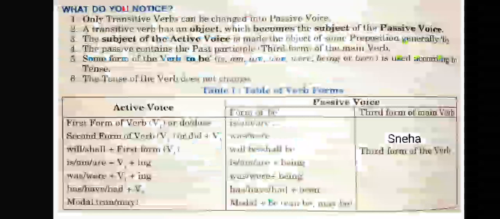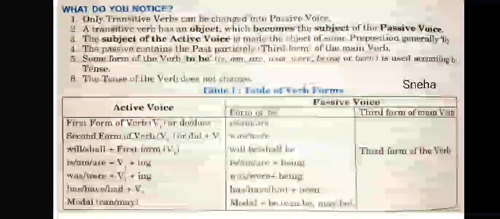So here is a table of verb forms, active voice, passive voice. Here V1, V2 are mentioned, and the forms of the be verbs are also mentioned clearly, showing what we are going to use. So for example, just let me explain it. Active voice, first form of verb V1, or do or does. If it is do or does, what are we going to change the format into? Is, am, are.